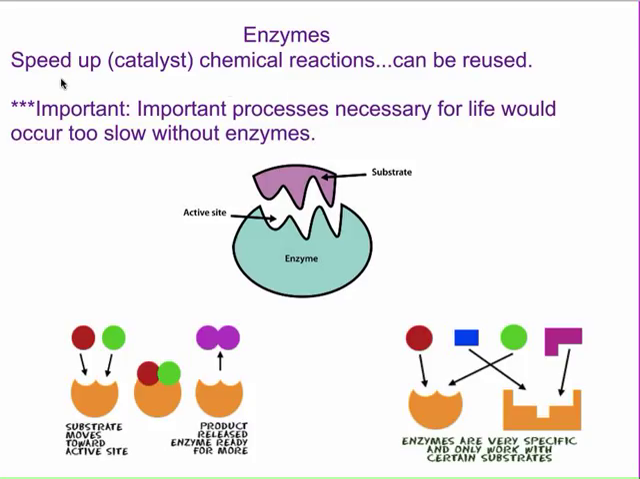The function of enzymes is to speed up chemical reactions, and enzymes can be reused over and over again, which makes them a catalyst, speeding up chemical reactions. It's important to note that without enzymes, the chemical reactions necessary for an organism to live would be far too slow. So the chemical reactions would still occur, but not as quickly as the organism needs them to. So life as we know it wouldn't exist without enzymes.